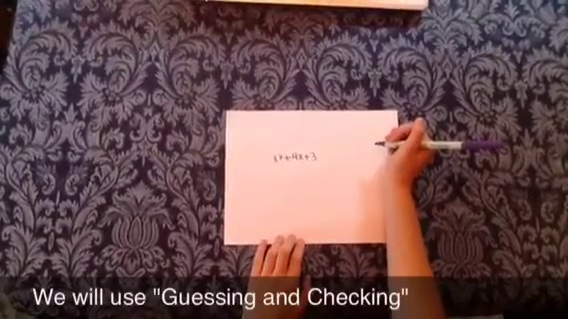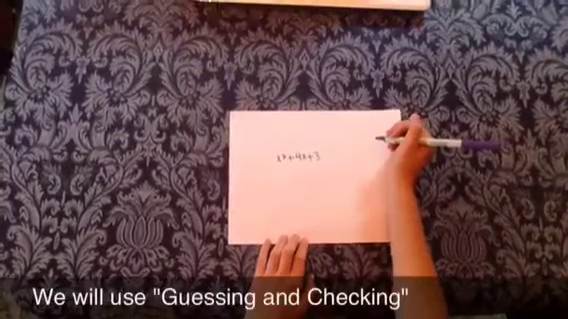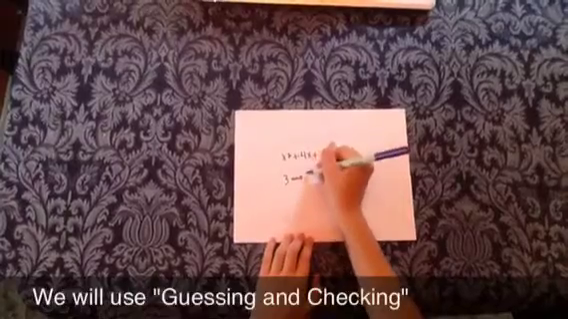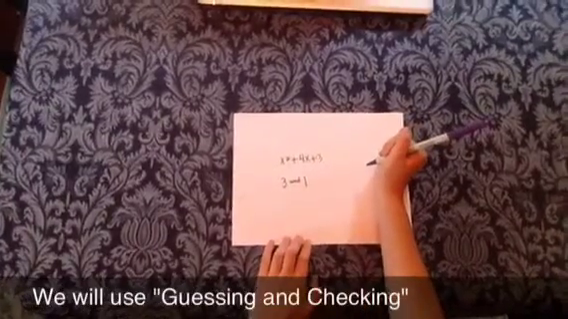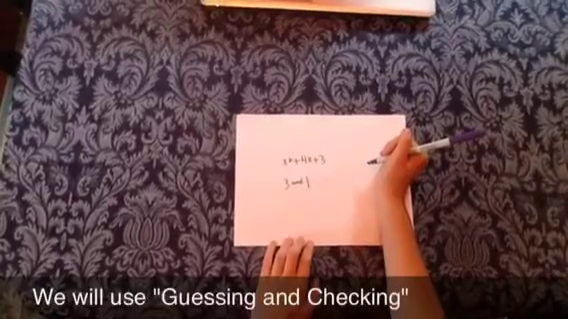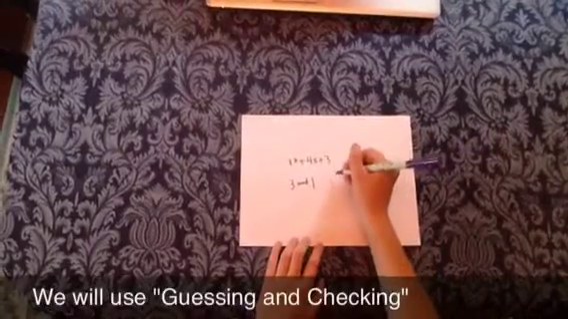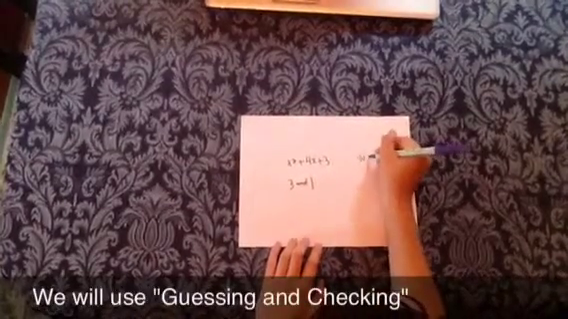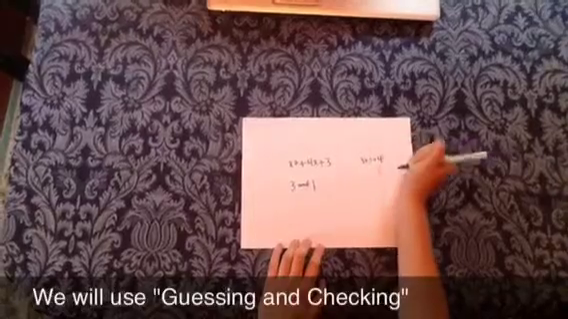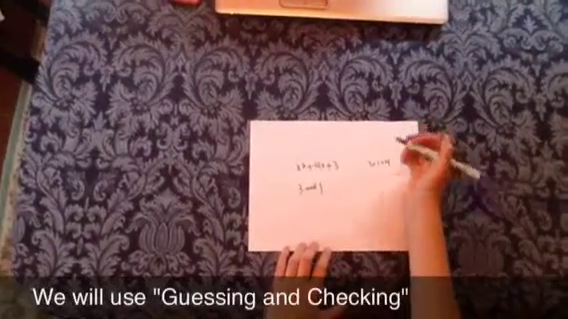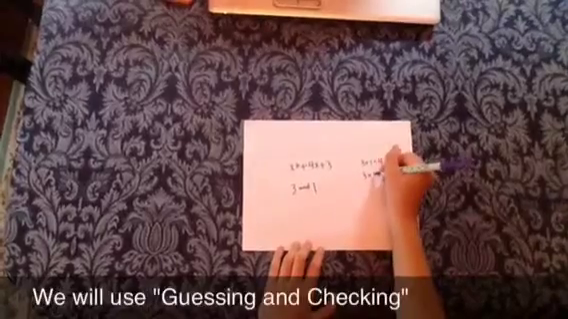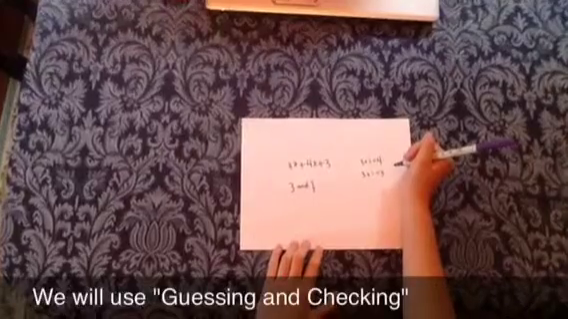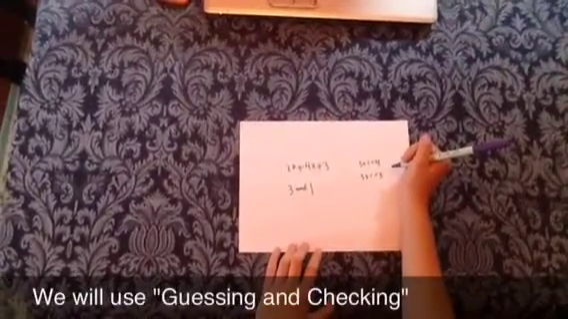How about 7 and 9? No, that won't work. 4 and 1? Oh! 3 and 1. Let's check to make sure. 3 plus 1 equals 4. Aha, that one works. Alright. 3 times 1 equals 3. Wonderful! Now, let's write out the problem.